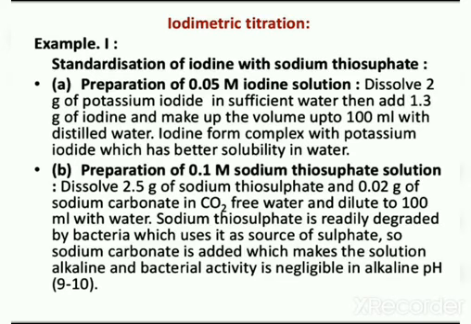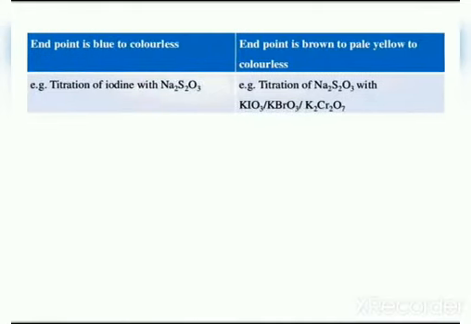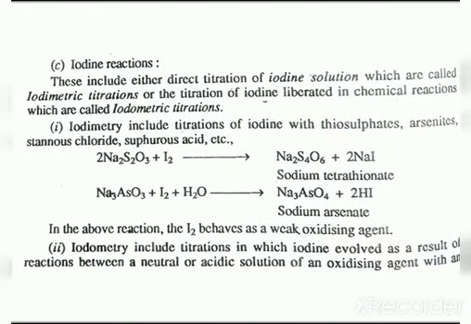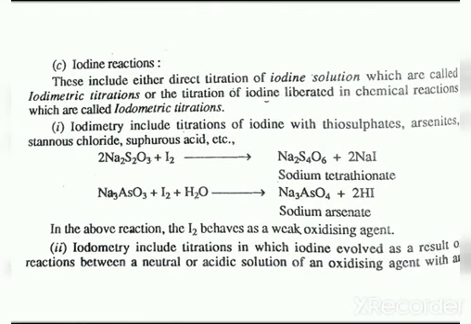So in this class we understood what iodimetric and iodometric titrations are. These titrations include either direct titration of iodine solution, which are called iodimetric titrations, or the titration of iodine liberated in chemical reactions, which are called iodometric titrations. Iodimetric titration includes the titration of iodine with thiosulfates, arsenides, stannous chloride, sulfurous acid, and so on. We have discussed the example for iodimetric titration.